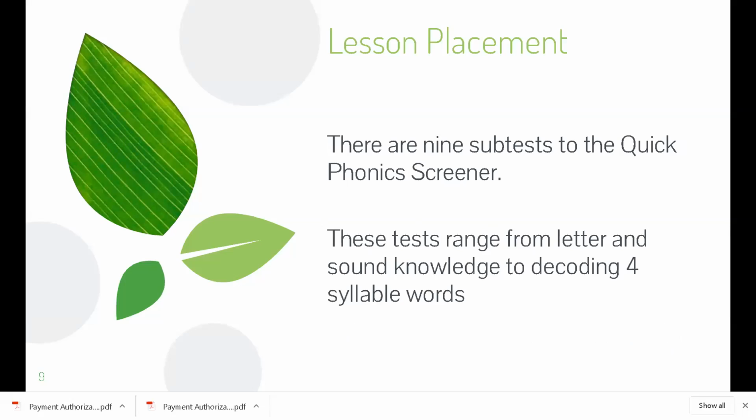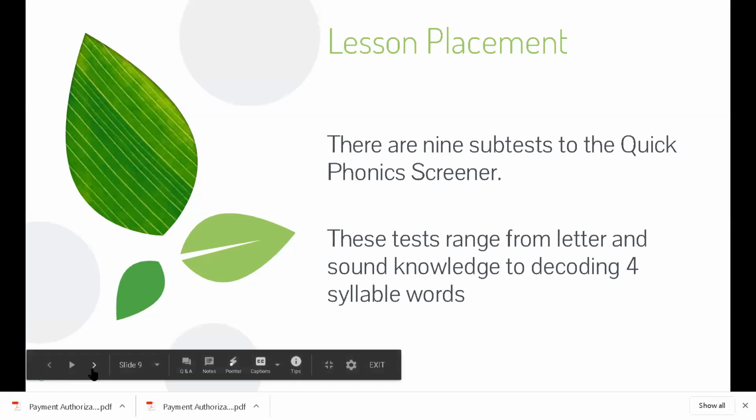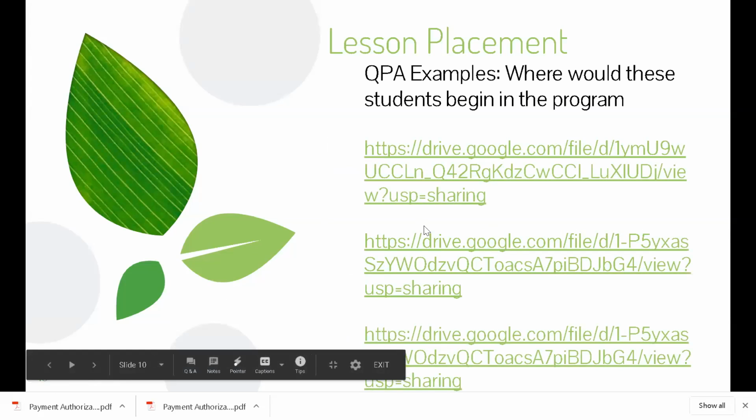So these subtests range from letter sound, like can you identify this letter, to can you decode 3 and 4 multisyllabic words. So piggybacking off of Tuesday, a word like if I said decoding has three syllables, for example.